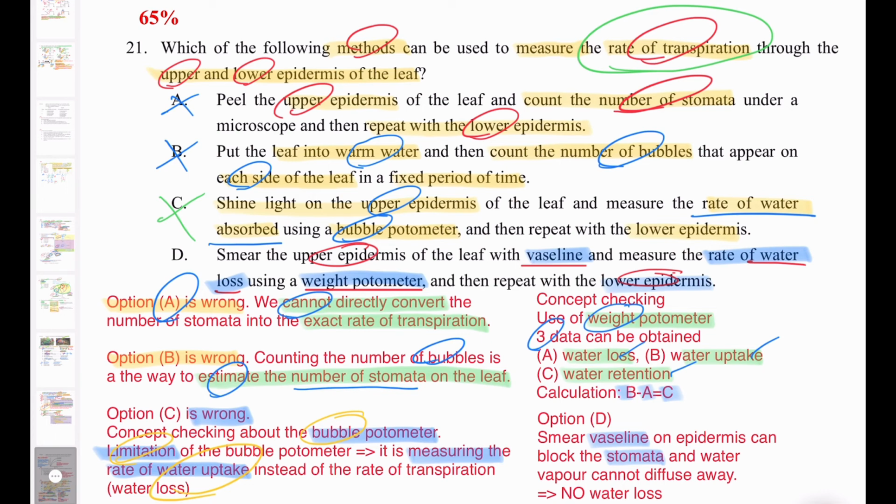So for option D, if we smear the Vaseline on the upper epidermis, we are actually measuring the water loss from the lower epidermis. And if we smear the Vaseline on the lower epidermis, we are measuring the rate of water loss from the upper epidermis. And then we add them up, and we can get the answer. That's why option D is the answer.